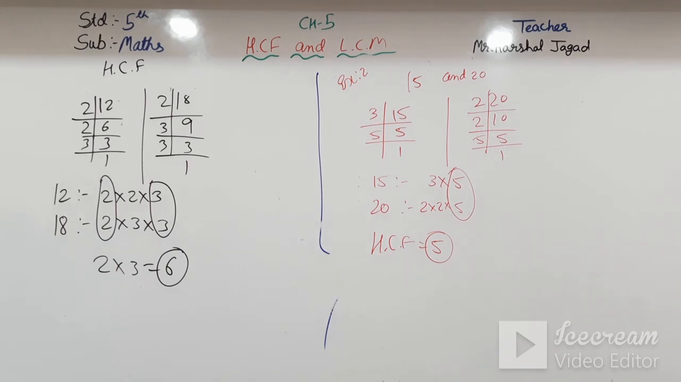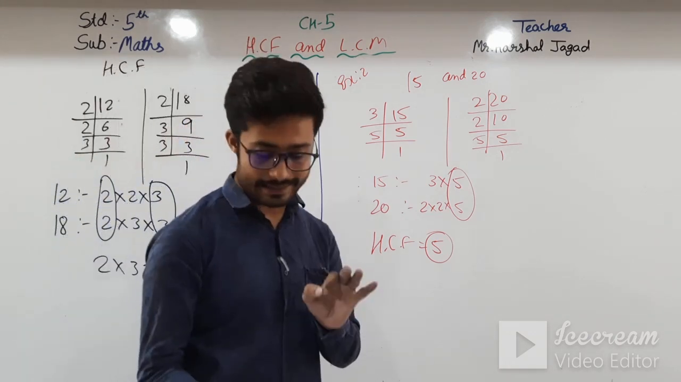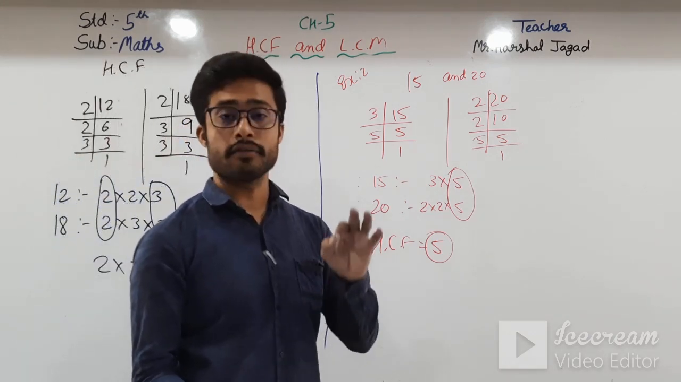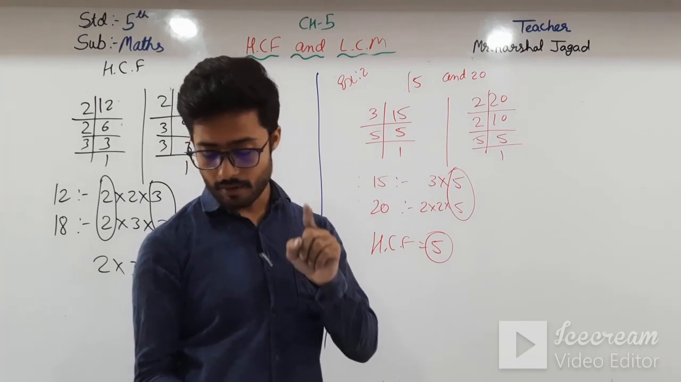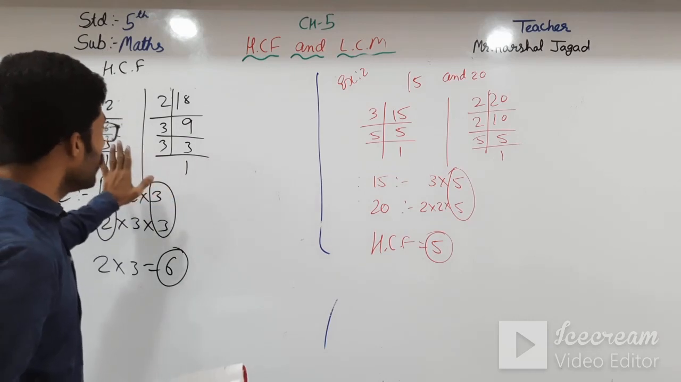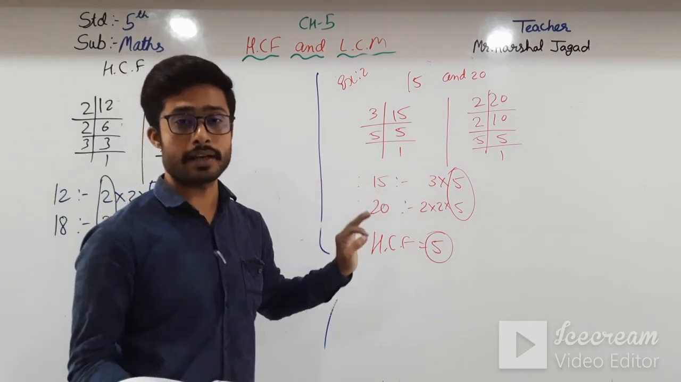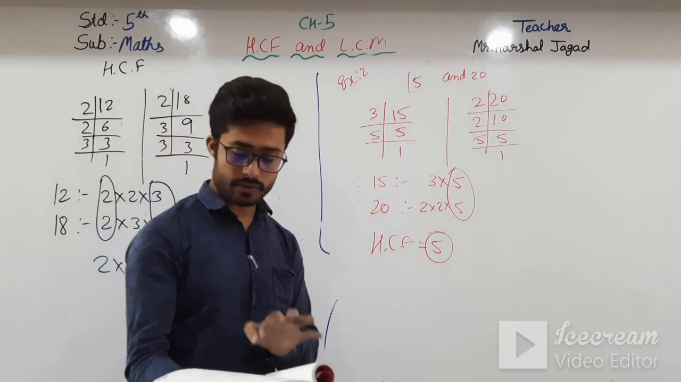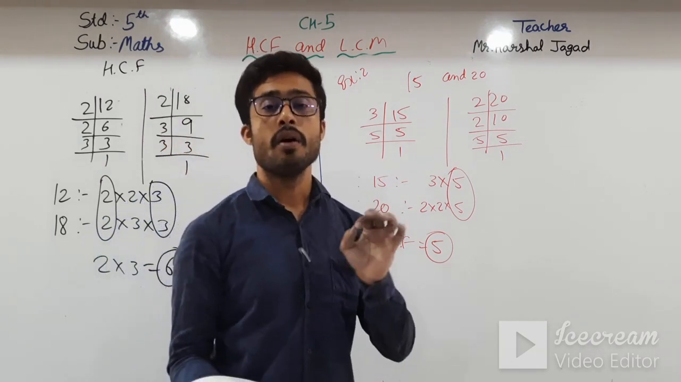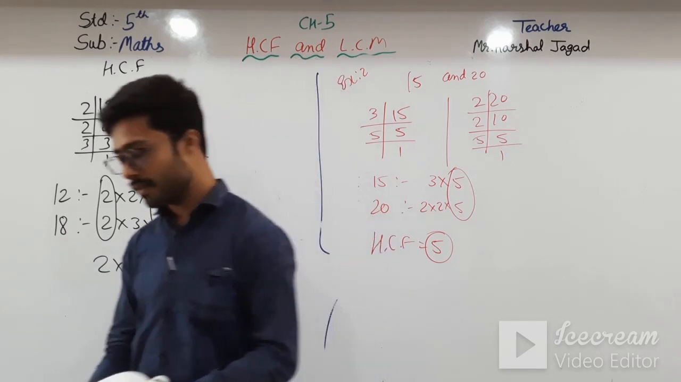So there is an exercise 5.2 given over here. In that, they have just told us to find the HCF of the following using the method of prime factors. So in exercise 5.2, you have to use this method for finding the HCF. Okay, students. So first of all, you just do it in your homework, and in the next video I will solve all these 8 sums. Okay, students.